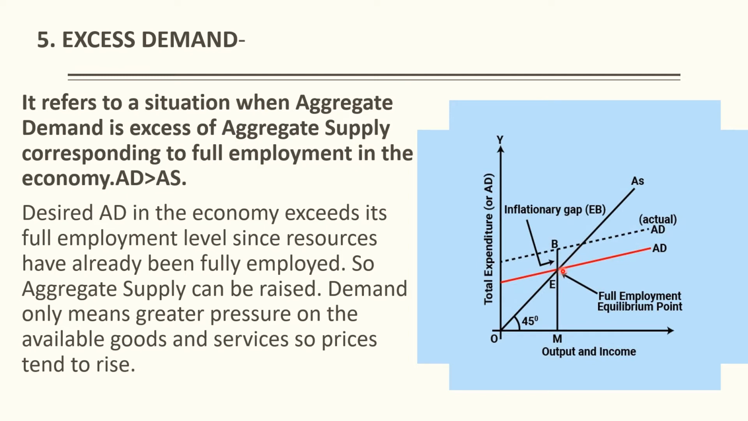So aggregate supply can be raised, but excess demand only means greater pressure on the available goods and services. So you can see, since the demand is more than the desired level, there is a pressure on the prices, and so prices tend to rise. So we see here there is an inflationary gap.